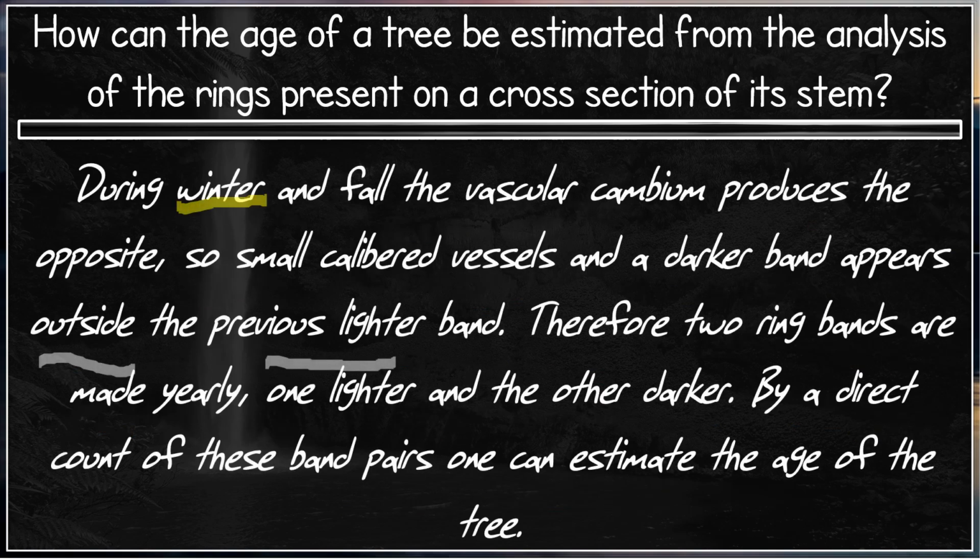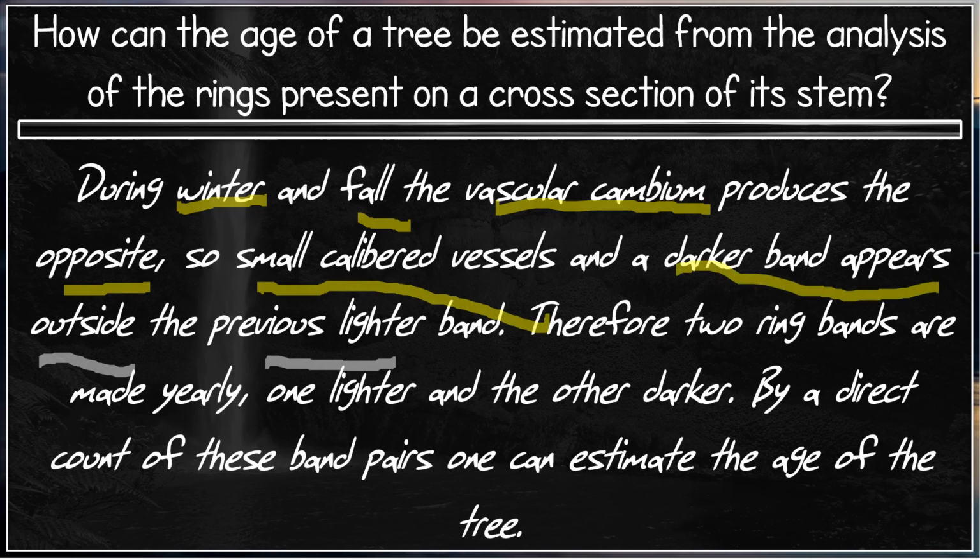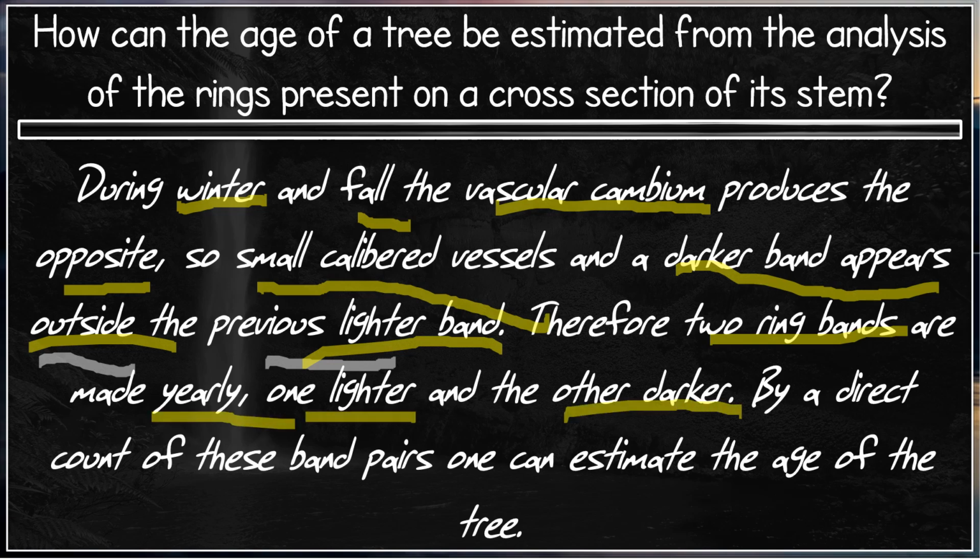During winter and fall, the vascular cambium produces the opposite. So, smaller calibrated vessels, a dark band appears outside the previous lighter band. Therefore, two ring bands are made, one lighter and the other dark. By direct count of these band pairs, one can estimate the age of the tree.